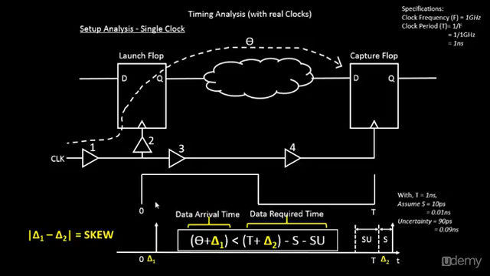Hello everyone. In the last video, we talked about data arrival time and data required time, and we came to a conclusion that the data arrival time should be less than data required time for the system to work at 1 nanosecond or at a clock frequency of 1 gigahertz. So we made all these conclusions in the last video.